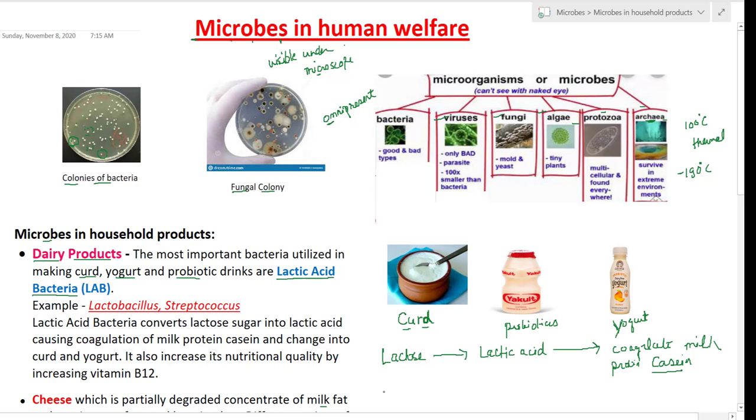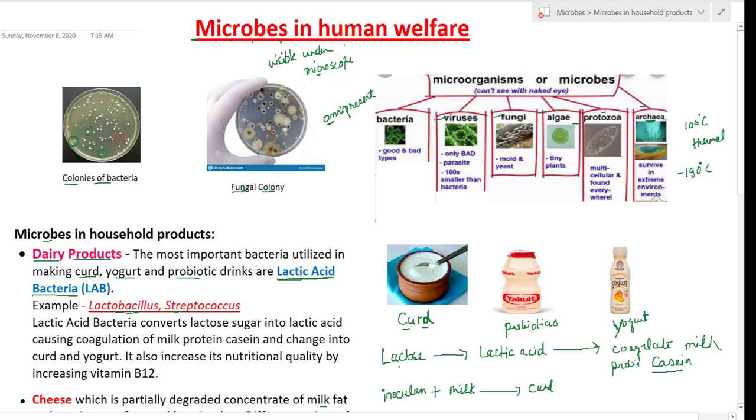In our homes we generally make curd with the help of inoculum. Inoculum means a small amount of curd. We mix it with the milk and keep it for several hours in a warm place, and the curd is formed due to the activity of lactic acid bacteria. The important one is Lactobacillus. Streptococcus is also a lactic acid bacterium. Generally Lactobacillus is utilized in the formation of curd, and Streptococcus we use in making yogurt. So these are lactic acid bacteria, quite important for forming different dairy products.